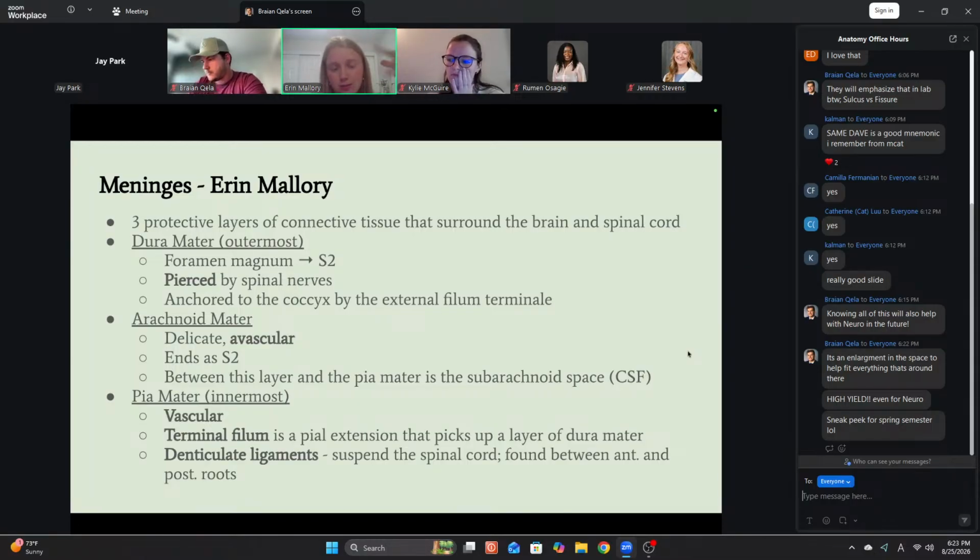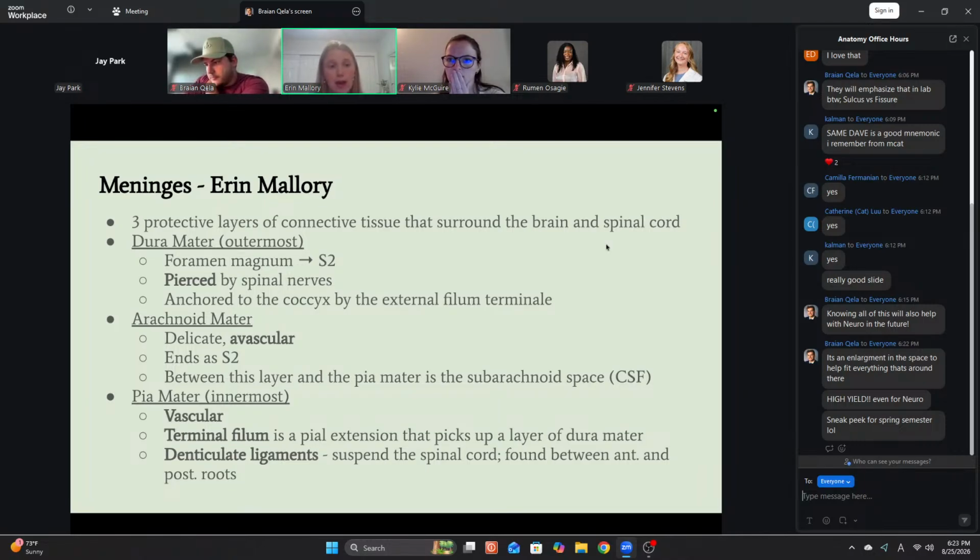I have a mnemonic on the next one, just DAP. I kind of think of dab, but DAP, I don't know. That just helped me. But we have our dura mater first, and that's the outermost. That is actually what the spinal nerves are piercing on the way out to go through the respective intervertebral foramen. And that's anchored to the coccyx by our filum terminale.